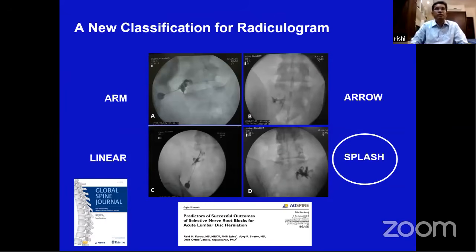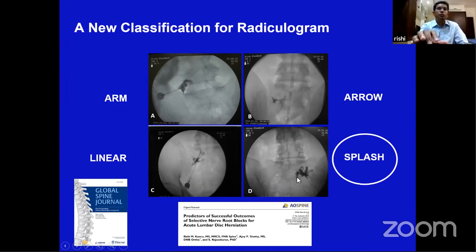What we did was whenever we had the dye injected after the needle placement, we observed that not all patients had a uniform type of radiculogram, and it was typically of 4 different types. Some of these patients had an arm type, like an arm of a shirt, as we see in the first picture. Some of these patients had a linear pattern, like a streak of dye, either on the medial aspect of the nerve root or on the lateral aspect of the nerve root. The third group had an arrow type pattern. They had one streak which went up and another streak which went down.